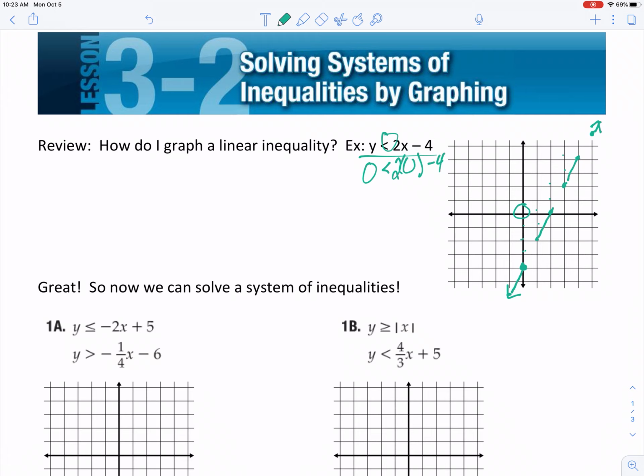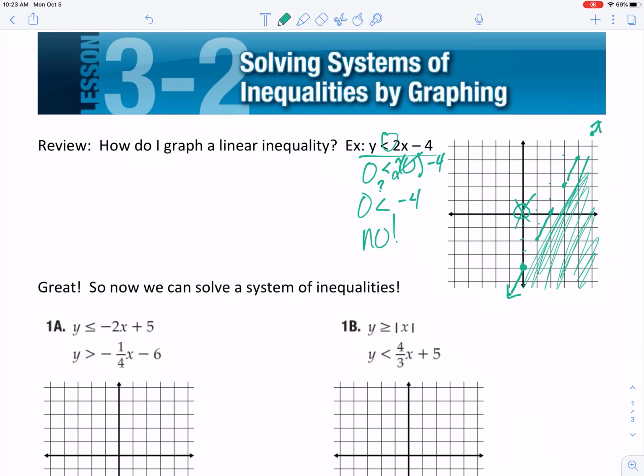Simplify from there. So 2 times 0 just cancels. Is 0, question mark, less than -4? And no, that is not true. So I do not get to graph 0, 0. So I would be shading over here.